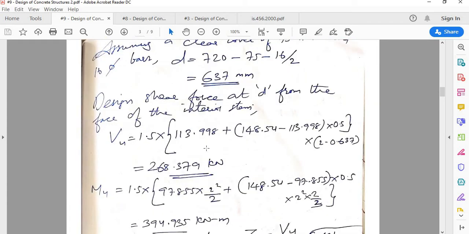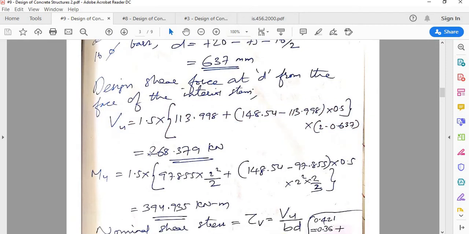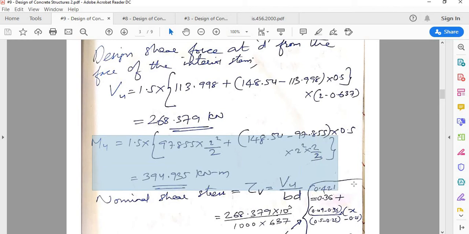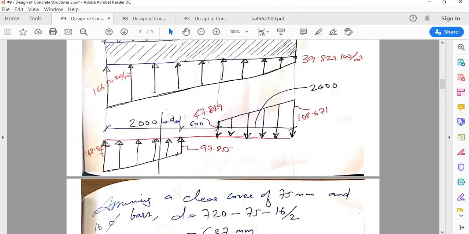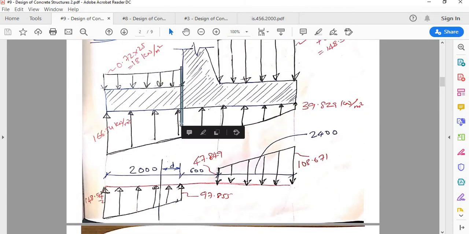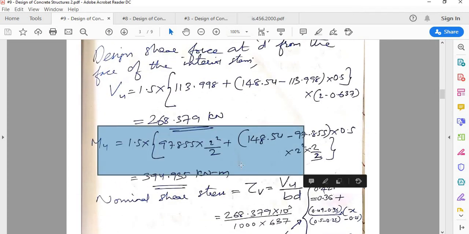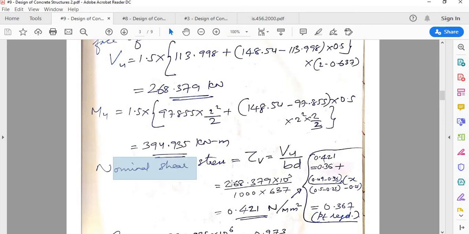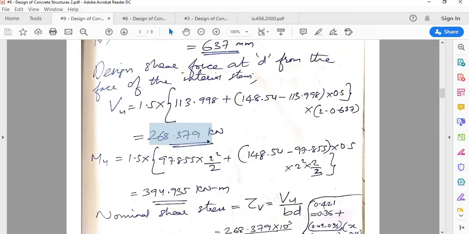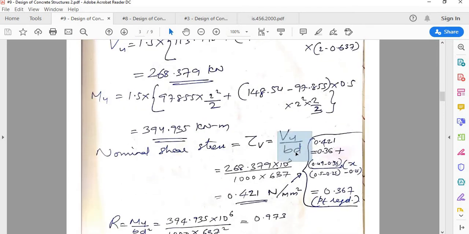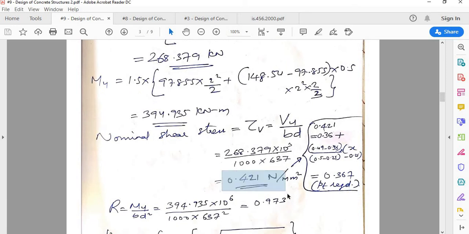That is what I have done here, again using a factor of safety of 1.5, and you can also calculate the bending moment, but for bending moment you have to calculate at the vertical face. That is again what is done here. Shear stress is shear force divided by bd. So you will get some shear stress.